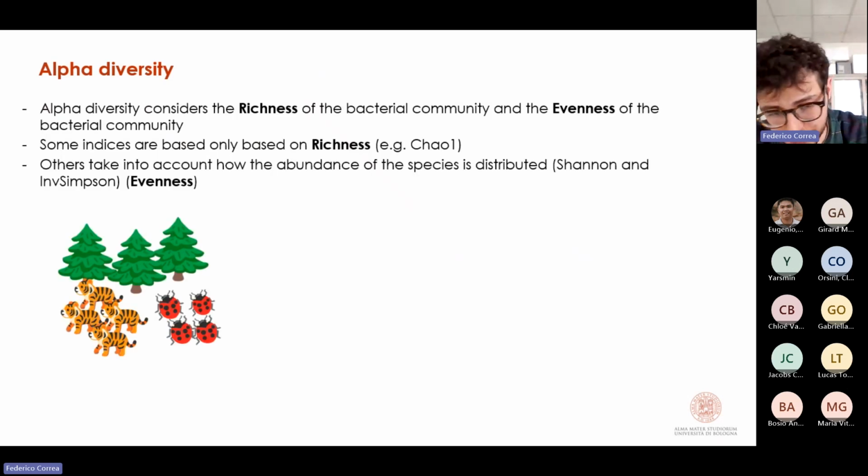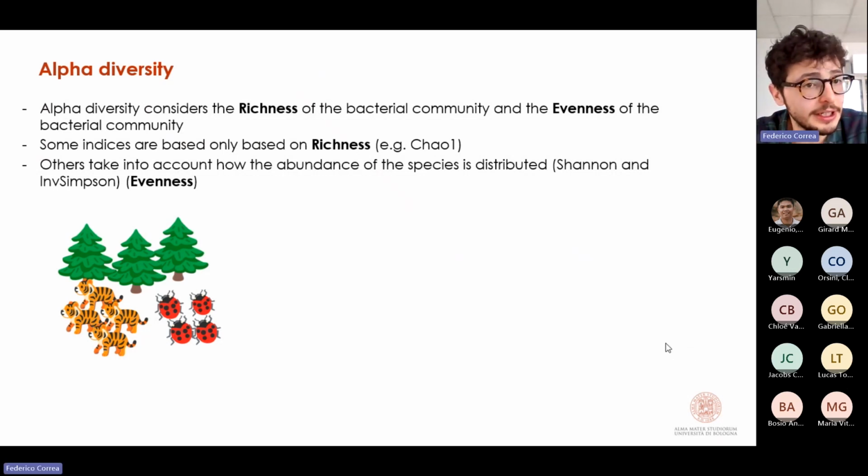So we come back to the tigers and ladybugs example to explain what alpha diversity is. Alpha diversity is composed of two things. One is richness and one is evenness. Richness is just the number of different bacteria, the different species that you have in your samples. The evenness is how this population is composed, in the sense that is there some bacteria that is more abundant, more common compared to another?